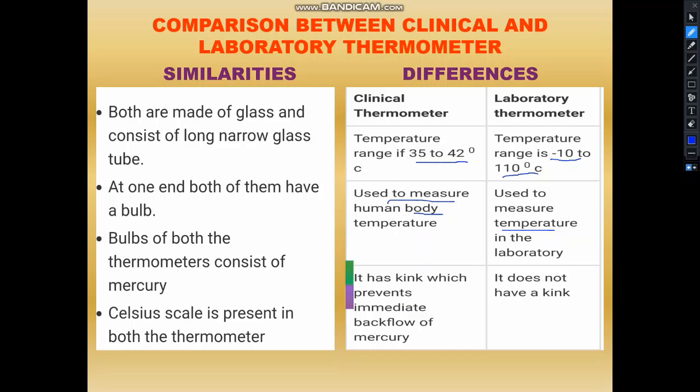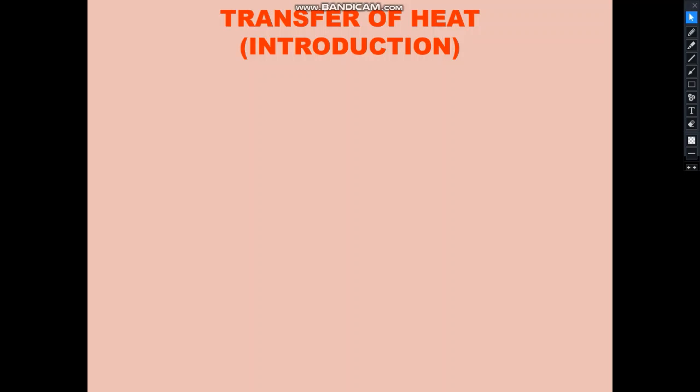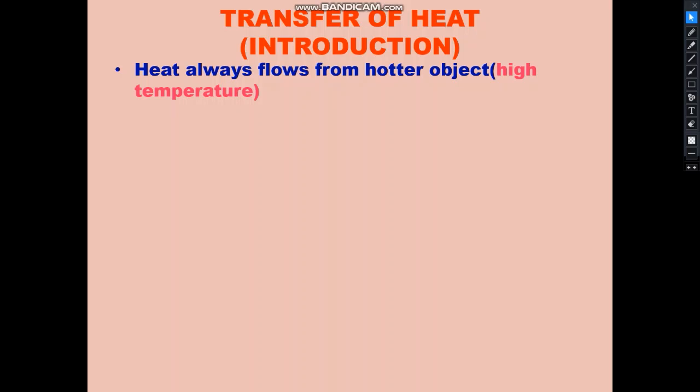Now, let's move on to the next slide, which gives you an idea about transfer of heat. That is how heat is transferred from one object to another object or from one region to another region. A few introductory points are here. Heat always flows from a hotter object, that is an object at high temperature, to a colder object, that is an object at low temperature.